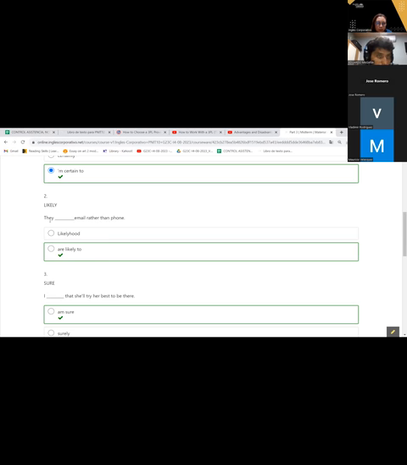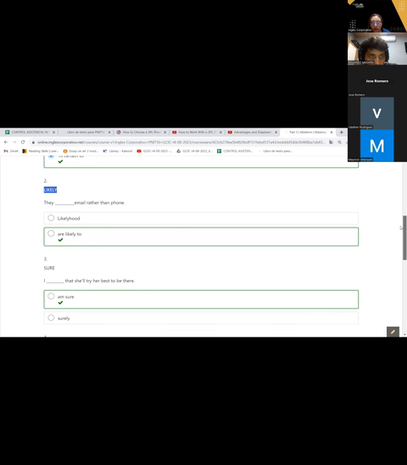They are likely to email rather than phone. Likely. Y likely es como decir, email. Es más probable, right? Es más probable que llame, que manden correo a quien, right?